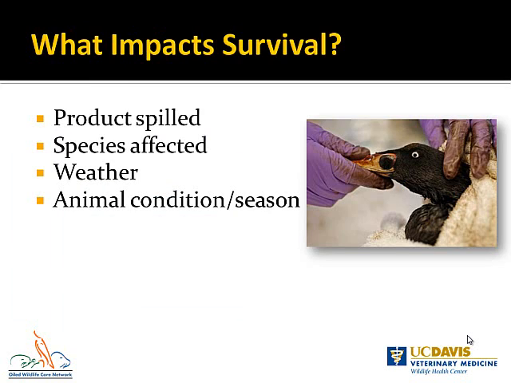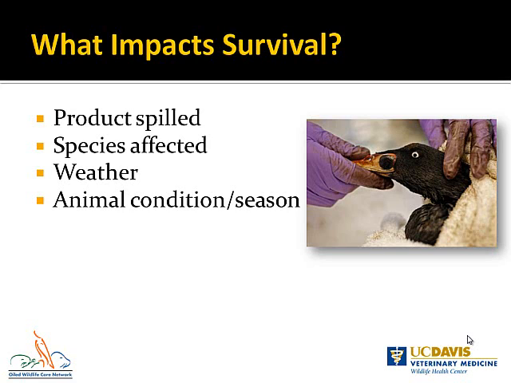There are several factors that impact survival of an animal during an oil spill. Some of these factors are the type of product that's spilled, whether it's a highly refined product or crude oil, as these will have various effects on survival. Then the species that are affected. Holly mentioned some of the most common species in California. Some of those are easier to treat than others. For example, common murres are very hardy birds. They usually do pretty well in captivity. However, a loon is very, very difficult. Grebes are also difficult to keep in captivity.